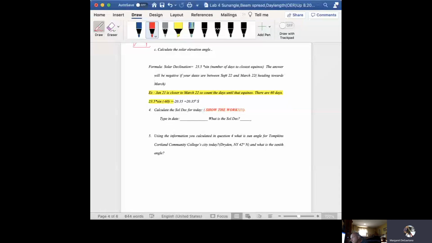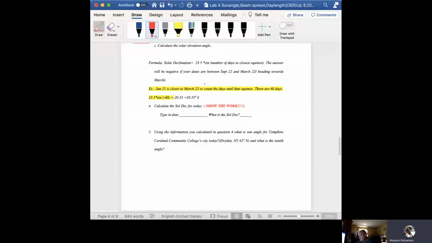If you're between September 22nd and March 22nd, it's going to be negative because you're heading towards March. That's the best way I can describe it. Any other time between March 22nd going towards September, it's going to be a positive declination, because we're in the northern hemisphere, at a higher altitude and higher declination. So it's going to be positive to us.